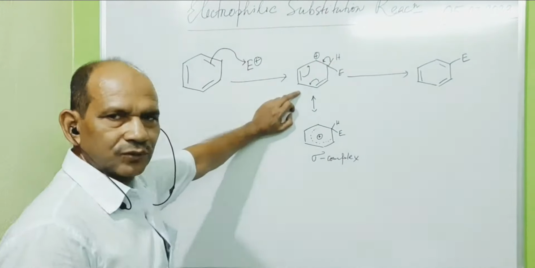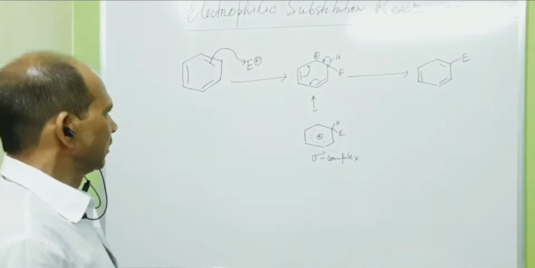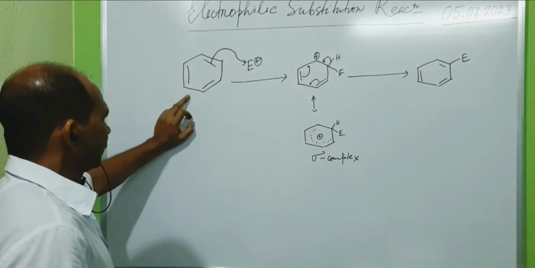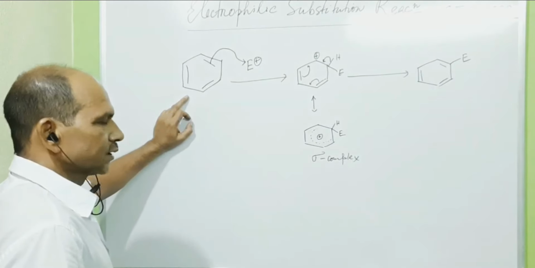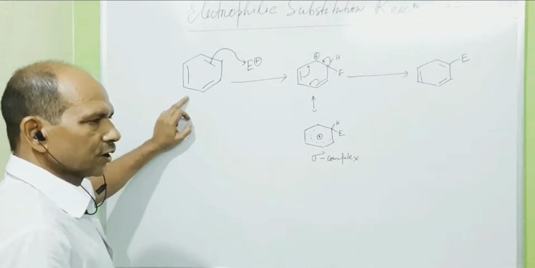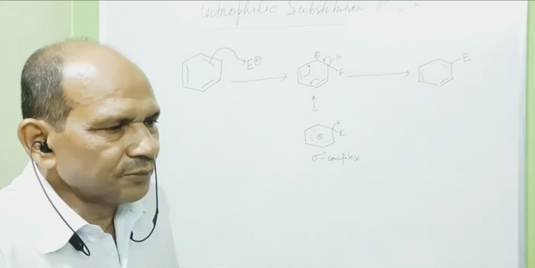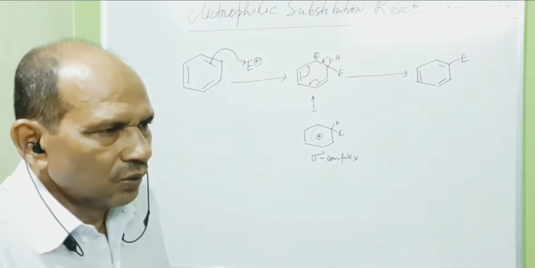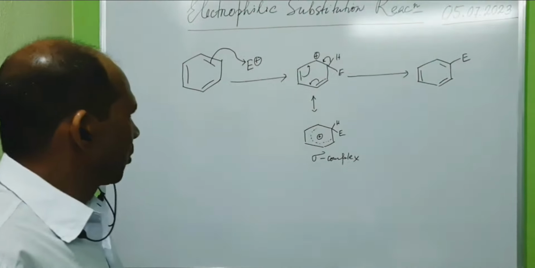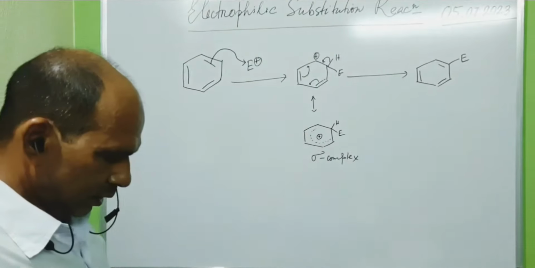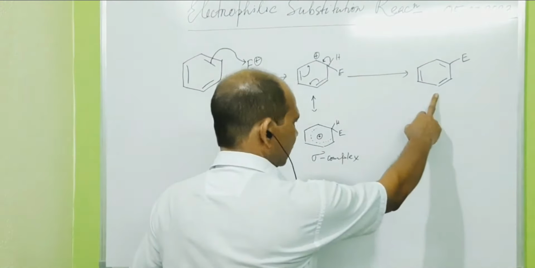So this is not a compound. It is an intermediate. During the reaction process, benzene at first takes the electrophile and produces the intermediate, which is of higher energy than benzene. And as there is no aromaticity, and we know an aromatic system is very, very stable, it must regain the aromaticity and lead to the product which carries the electrophile.